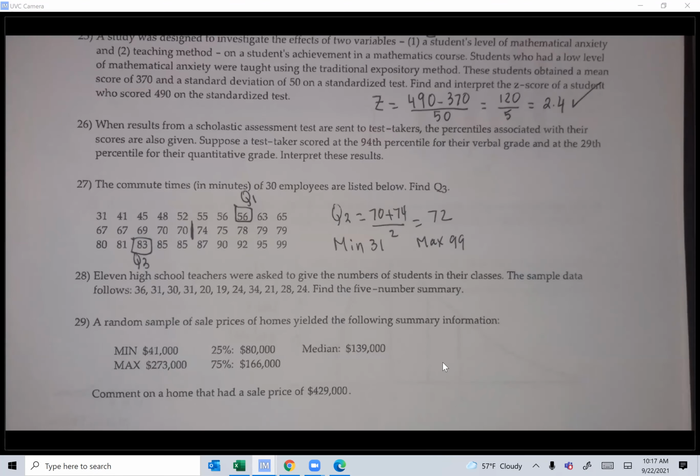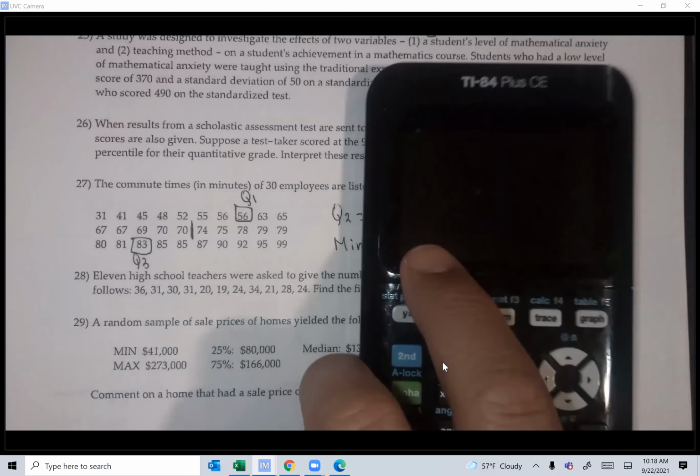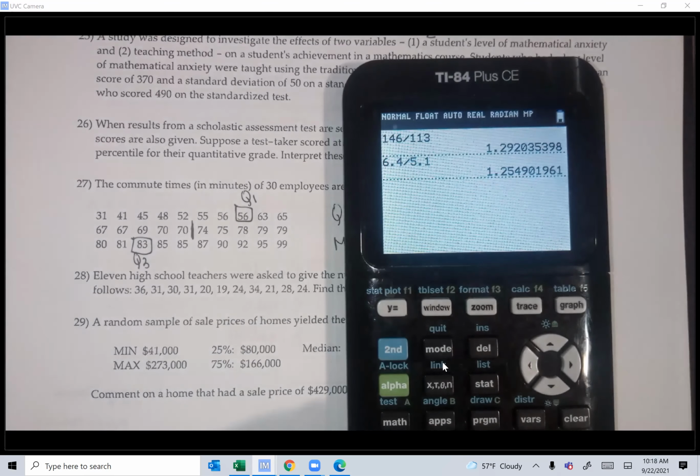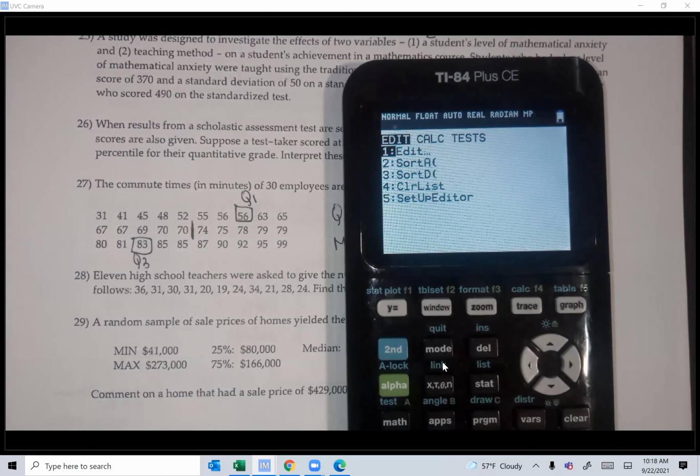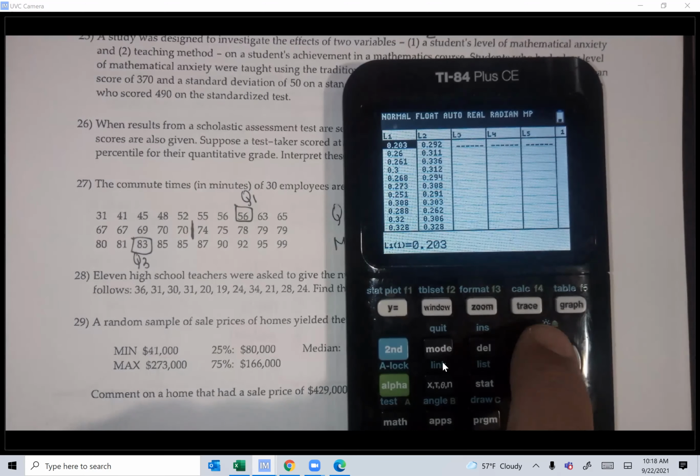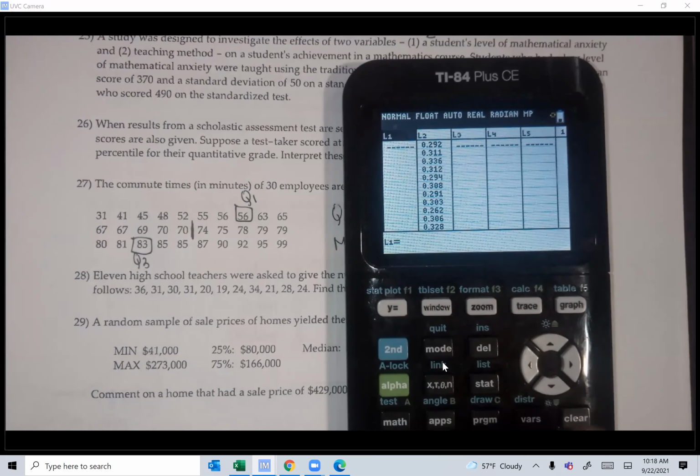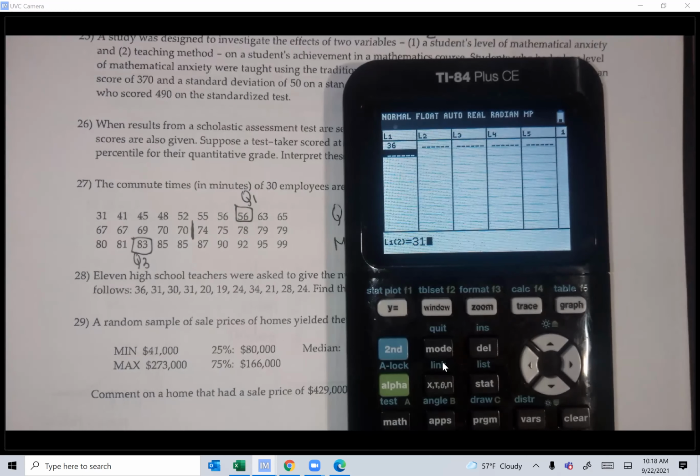28. 11 high school teachers were asked to give the number of students in their class. The sample data follows. Find the 5-number summary. You can also use the calculator for this one if you want. I'm going to just demo this with the calculator. It's very likely you're going to have a question like this. Okay, I'm going to clear the lists to enter them. Okay, so let me put them in. If you don't want to do it by hand, that's fine, guys.